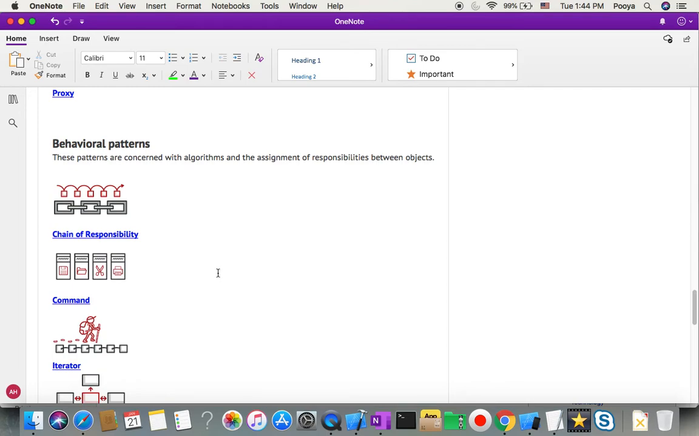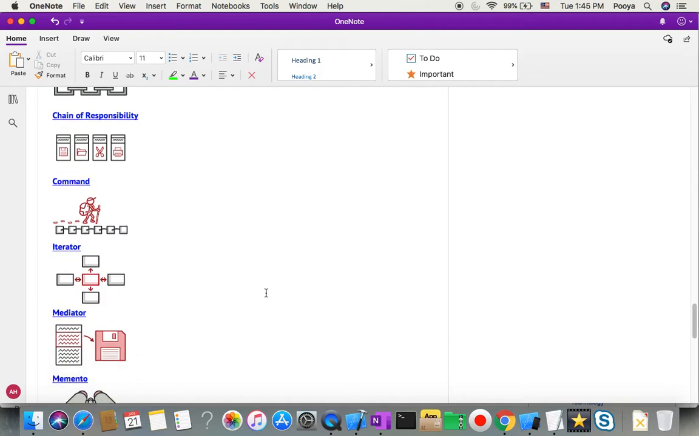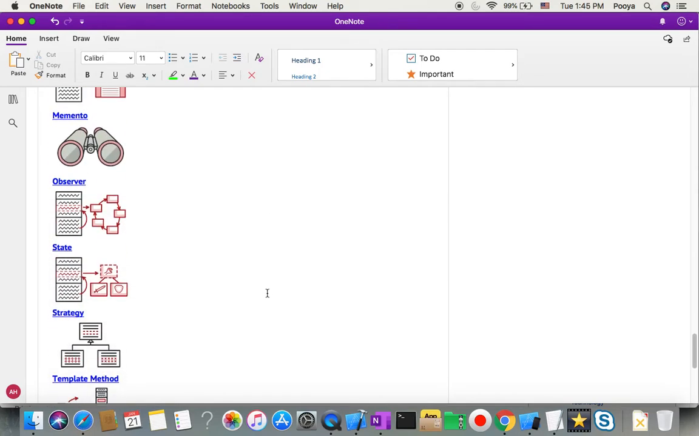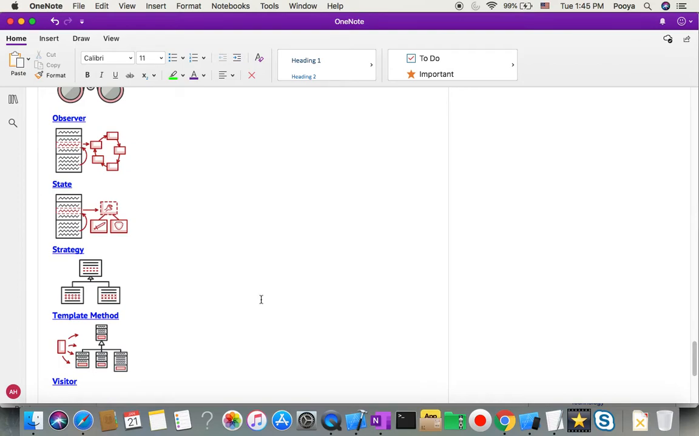Behavioral patterns. These patterns are concerned with algorithms and the assignment of responsibility between objects. So it's about object behavior, how objects work together: chain of responsibility, command, iterator, mediator, memento, observer, state, strategy, template method, visitor. These are our behavioral design patterns.